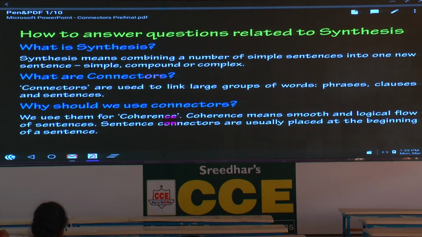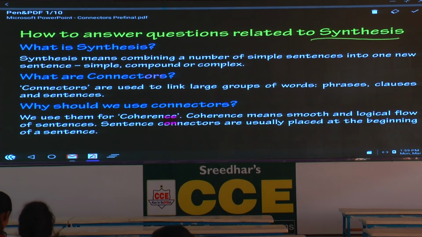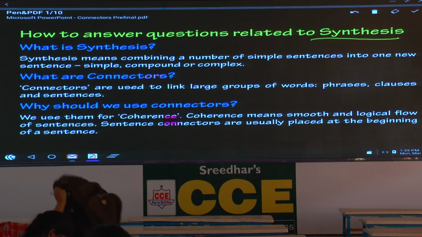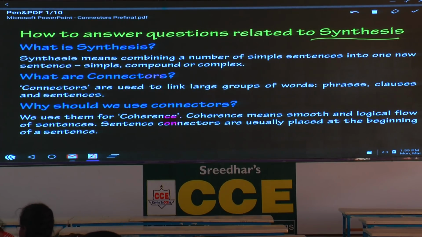How to answer questions related to synthesis. Please underline the word synthesis. Are the letters big enough for the back row students? First write the heading, how to answer questions related to synthesis.